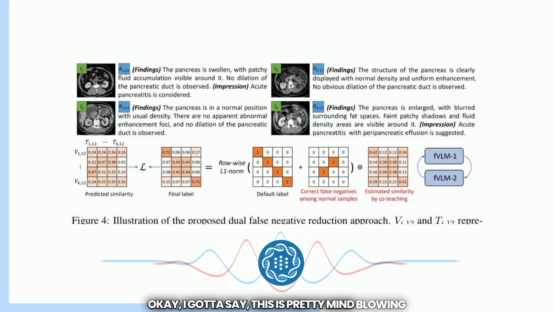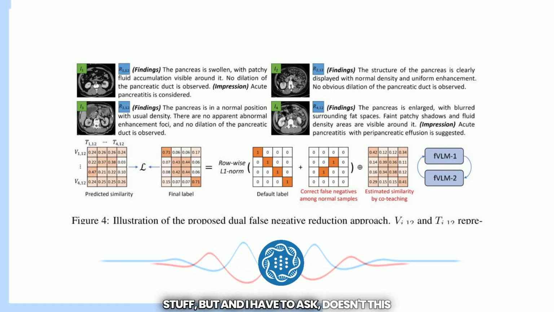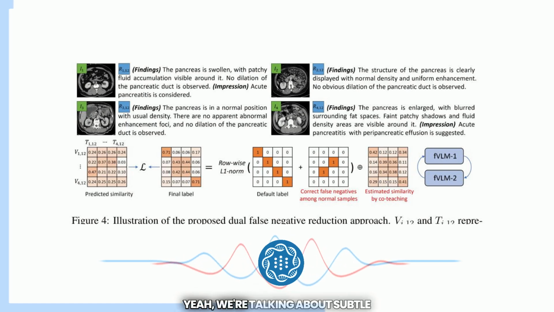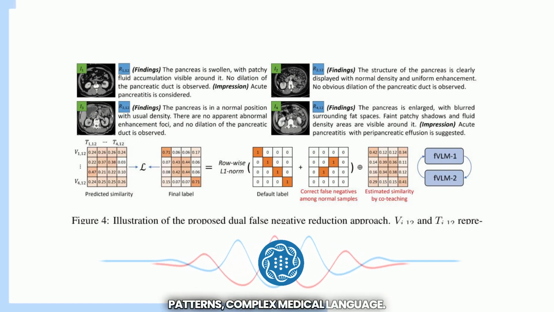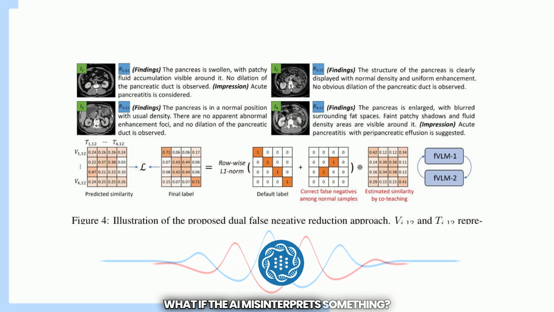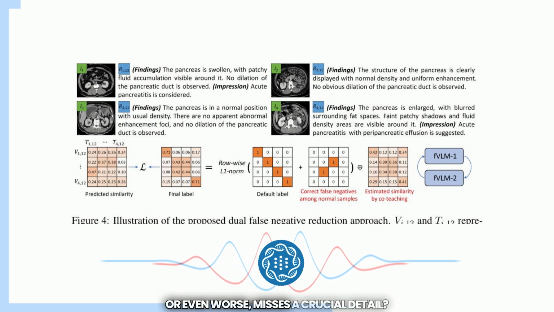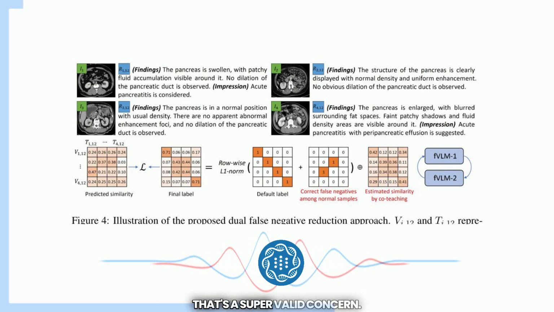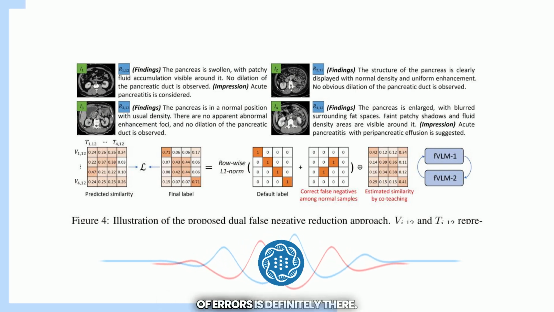Okay, I gotta say, this is pretty mind-blowing stuff. But, and I have to ask, doesn't this open the door to a lot of errors? Yeah. We're talking about subtle patterns, complex medical language. What if the AI misinterprets something, or even worse, misses a crucial detail? That's a super valid concern, and you're right, the risk of errors is definitely there.